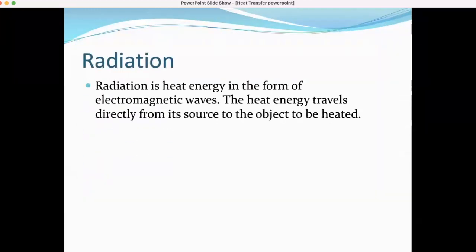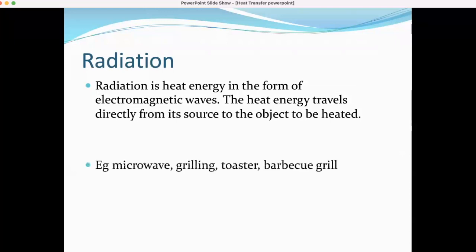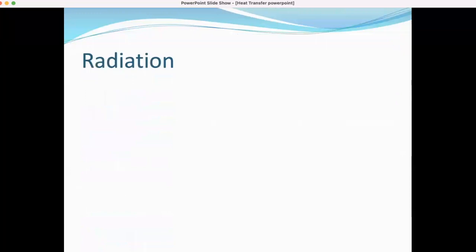Good. And this one is the easiest of all, so nobody mixes up this one. Radiation. We all hear about radiation. When we talk about radiation, we're talking about the oven and the microwave, right? The heat is transferring to that object. Good. Radiation is heat energy in the form of electromagnetic waves. The heat travels directly from its source to the object to be heated. For example, the microwave, and grilling when we're roasting anything, or when we do a barbecue. Good? This one is easy to remember.